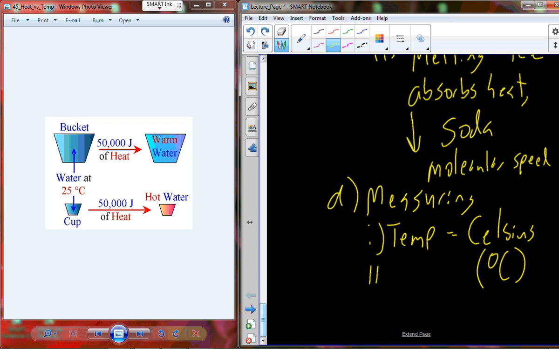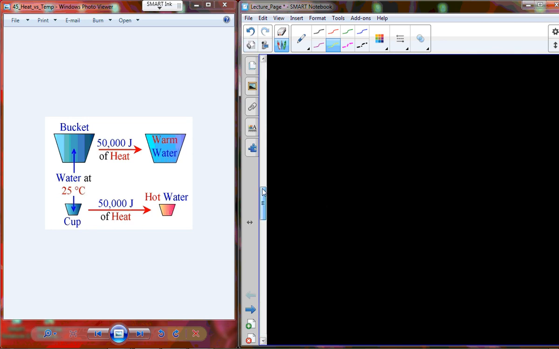For heat, we're going to use calories or joules, J-O-U-L-E-S. And it's actually from water where we get the standardization of both the calorie and the joule. So as soon as everybody has this, we'll talk about that. You can also use Fahrenheit for temperature as well, although we like to use international units in science. That's why we use centigrade.